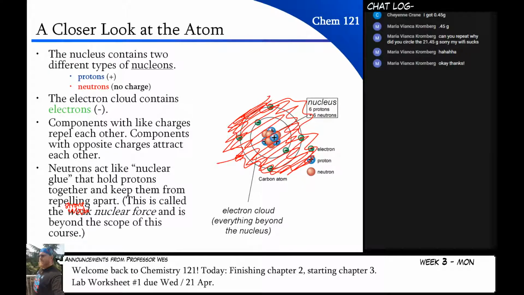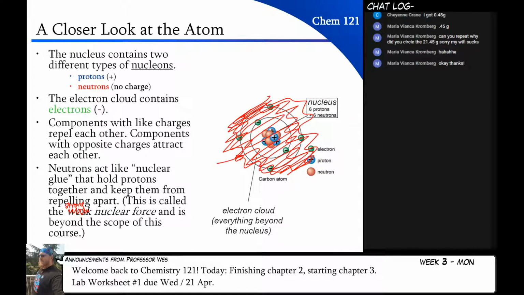Now, neutrons, what do neutrons do? They don't have a charge, but they end up acting like nuclear glue for the protons, because protons should repel each other. They should push each other apart. And this is actually what happens when you get too many protons in elements, such as plutonium and stuff like that. There are just so many protons crammed into such a small space that they repel. And that repulsion causes the atoms to fall apart, so they become very radioactive.